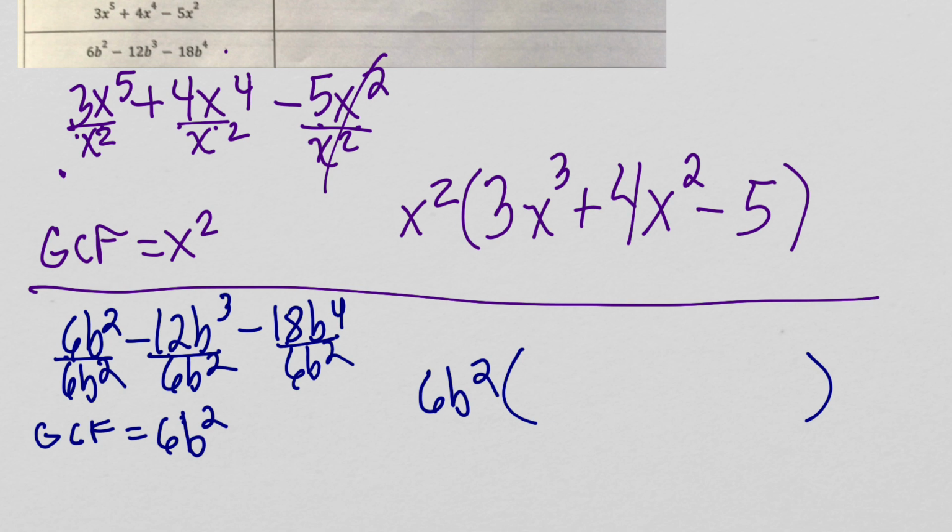Let's go ahead and divide. 6 divided by 6 is 1. b squared divided by b squared cancel, so I'm left with 1. Minus 12 divided by 6 is 2. b to the 3rd divided by b squared, 3 minus 2 is just b to the 1st. And then 18 divided by 6 is 3. b to the 4th divided by b to the 2nd, we subtract the powers, becomes b squared. So there is my answer for the second one.